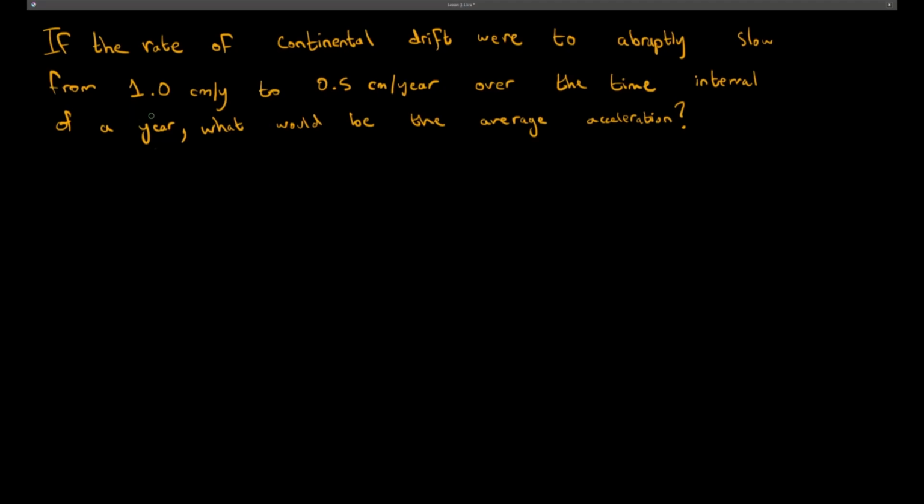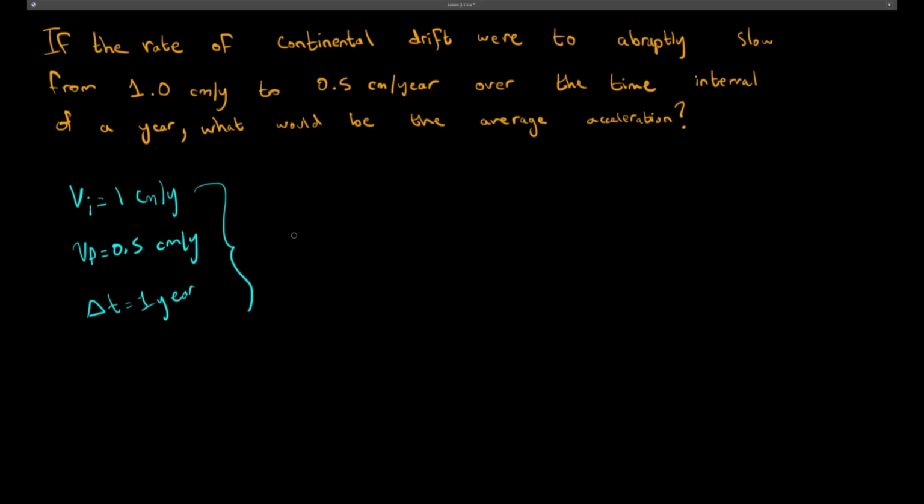So we have velocity given. v initial would be 1 centimeter per year, and v final would be 0.5 centimeters per year. And we have the time interval, which is also 1 year. Now, as you can see, they're all the same units, so we're completely fine. We don't need to convert anything.